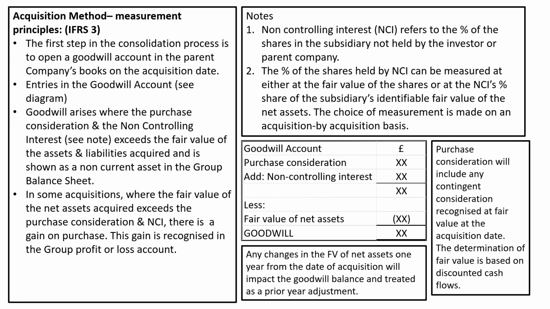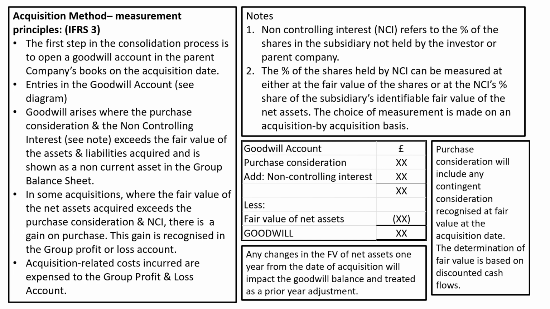In some acquisitions, where the fair value of the net assets acquired exceeds the purchase consideration and NCI, there is a gain on purchase, sometimes called a bargain purchase. This gain is recognized in the group profit and loss account. Finally, acquisition-related costs incurred are expensed to the group profit and loss account.